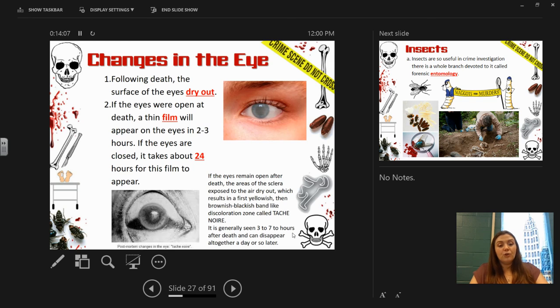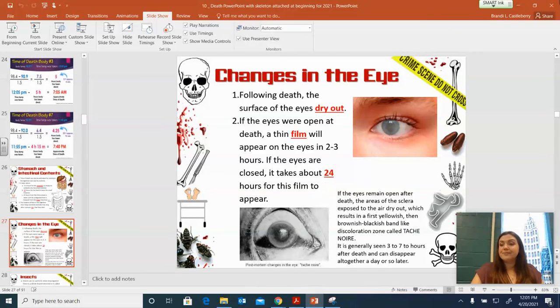Okay, so lots of little things you can look at. What do their eyes look like? What is in their intestines? What is their rigor mortis status? What is their algor mortis? What is their temperature? What is their coloring? So you can put all those pieces together and come up with a pretty good, clear time of death. Okay, there we go.